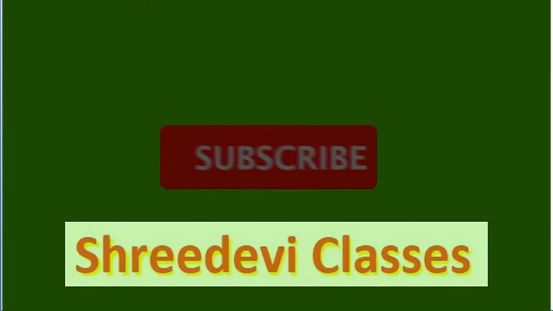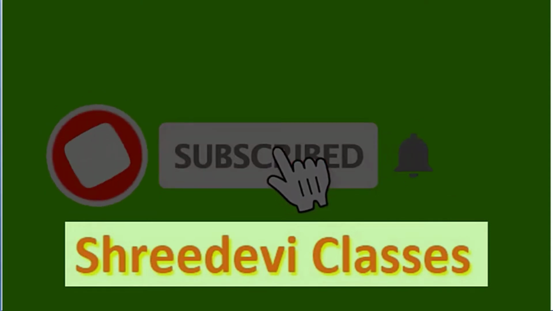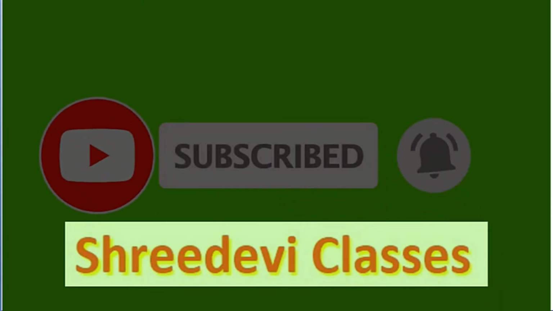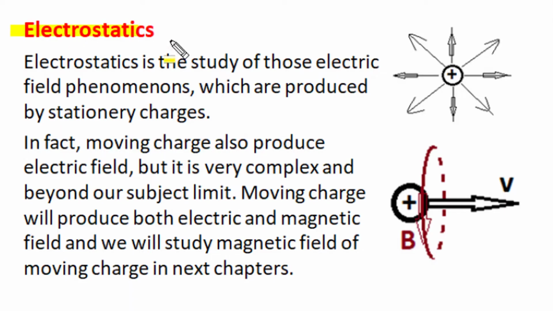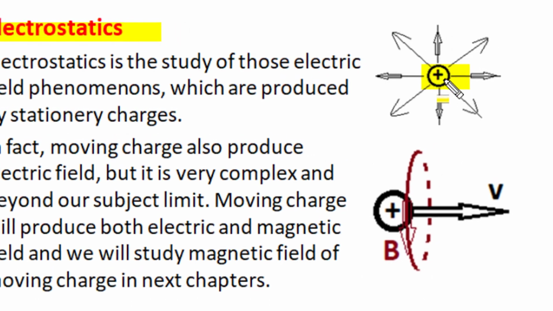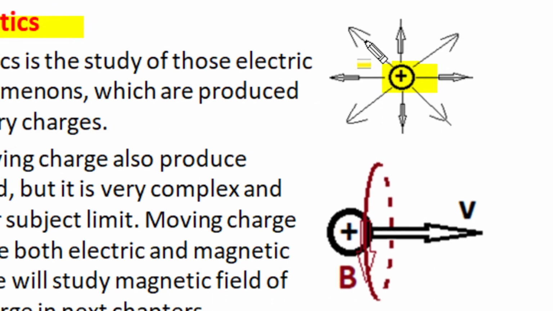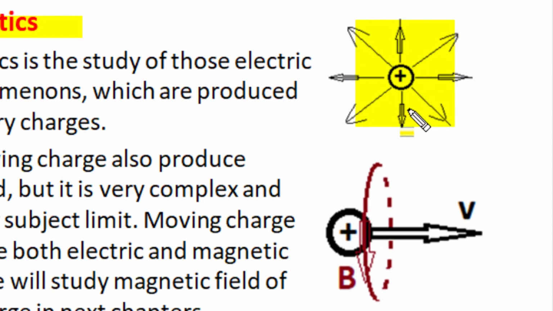Today in our chapter electrostatics, we will discuss two fundamental characteristics of charge, that is conservation of charge and quantization of charge. Let's start. Electrostatics is a study of those electric phenomena which are produced by a stationary charge. That means the source charge is stationary in position and the field effect surrounding it is called electrostatics. In fact, if a charge is in motion, it also produces an electric field, but that electric field is very complex and beyond our subject understanding limit.